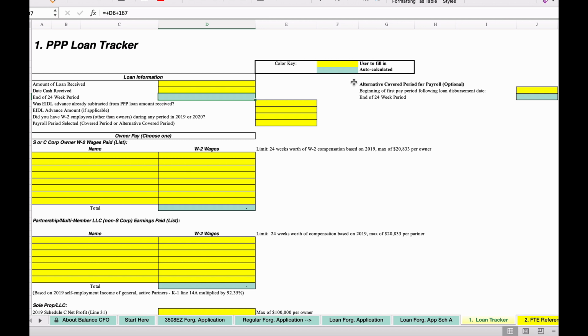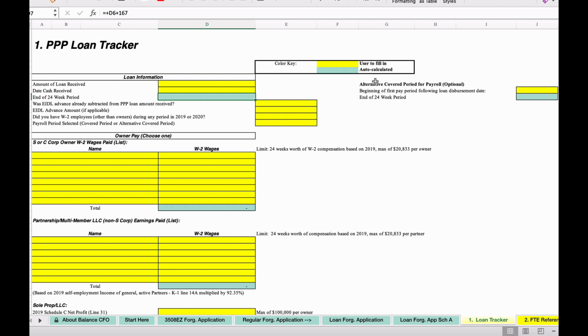And this just helps administratively to do it this way, where it's not as difficult to split out the amounts that you're going to have to put into the tracker. So if you have employees, you can choose the alternative covered period for payroll. Importantly, alternative covered period does not mean the 8 or 24 weeks. There's a little bit of confusion over that. That's not what the alternative covered period is.